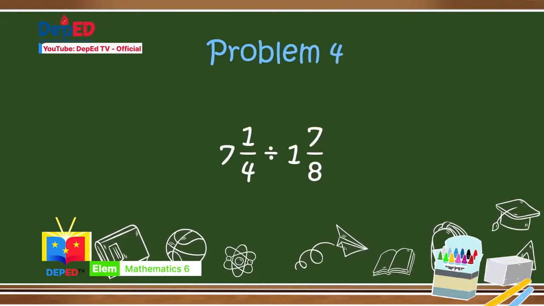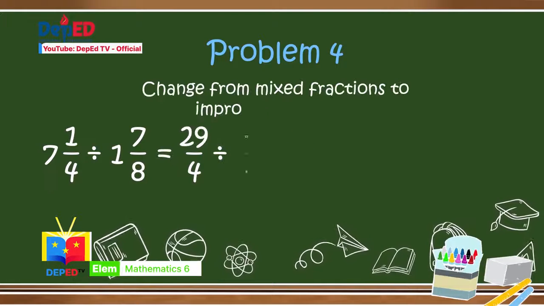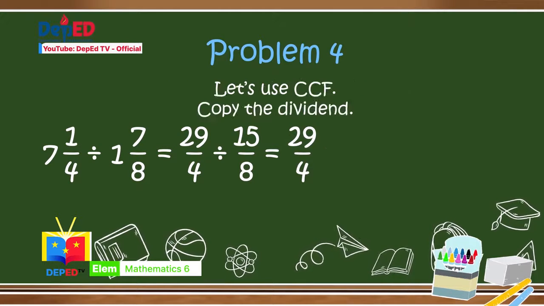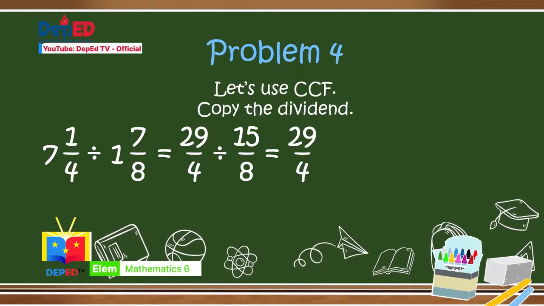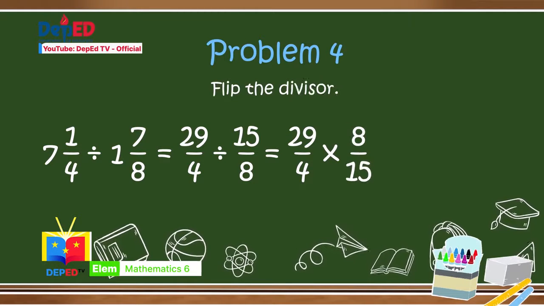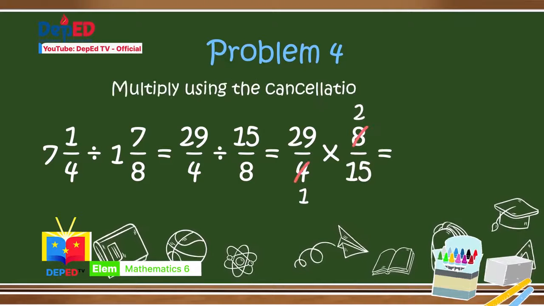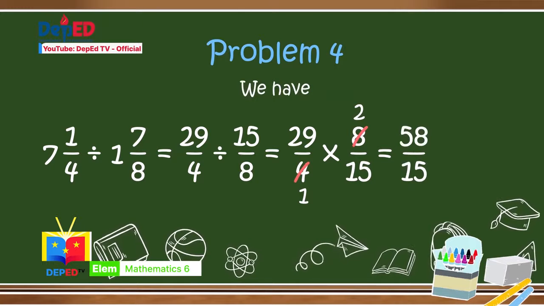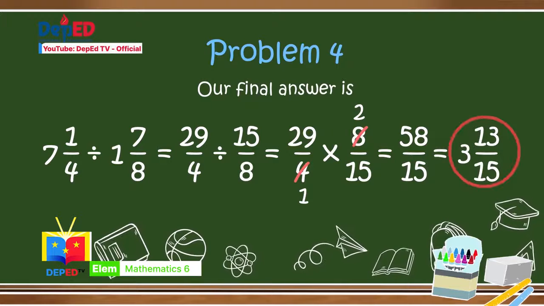Number 4. 7 1/4 divided by 1 7/8. Change the mixed fractions to improper fractions. Now let's use CCF. Copy the dividend. Change the operation to multiplication. Flip the divisor. Multiply using the cancellation method. We have 58/15. So our final answer is 3 13/15.